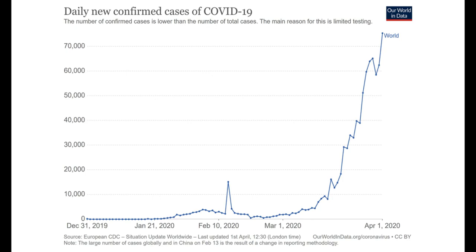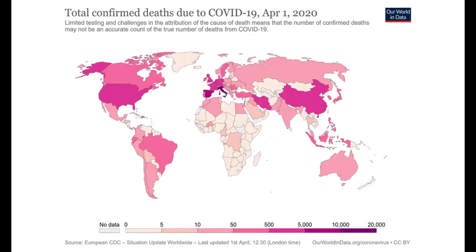And here, just to show you a graphic of how quickly it's gone up from December of 2019 to April 1st, yesterday, worldwide, the daily new confirmed cases is very clearly on the rise. Unfortunately, with that comes also an increase in the total confirmed deaths.